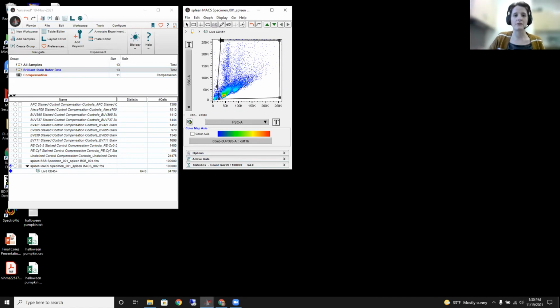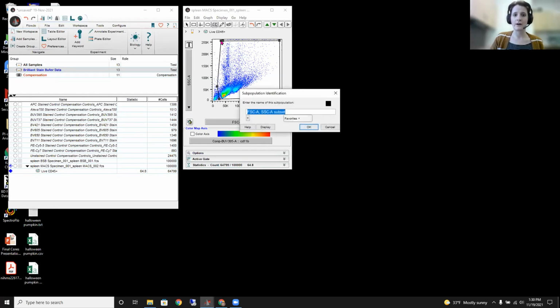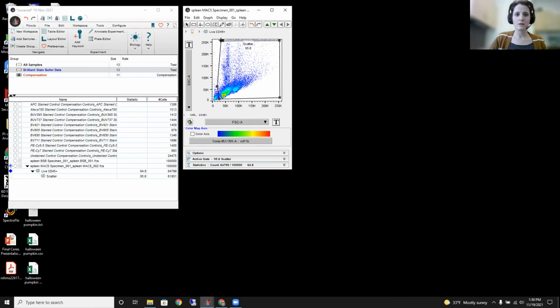to identify populations. You have a rough idea of where your cell types are, but remember that activation or different treatments that you're exposing the cells to can actually adjust that scatter profile and how the cells will present themselves by scatter. Okay. So that's our scatter profile right here.